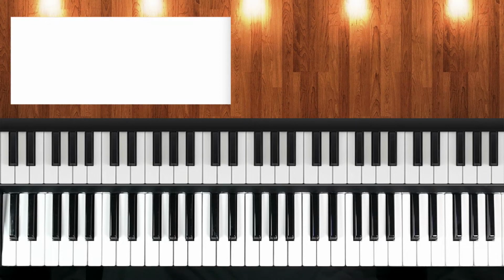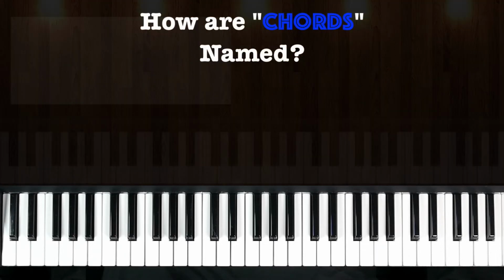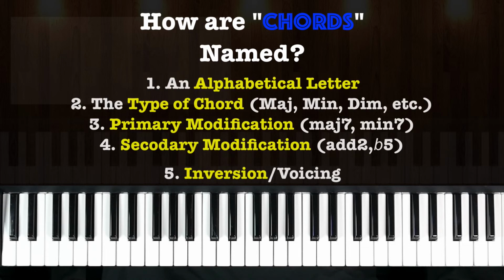Now, if you recall in section 1 of Chords 101, you learned 6 types of chords and their associated symbols. And now you're going to build upon that by learning how chords are named. So the basic structure of a chord name will include 5 things. Number 1, the alphabetical letter designating which of the 12 keys the chord originates from. Number 2, the type of chord, which will include major, minor, diminished, suspended.